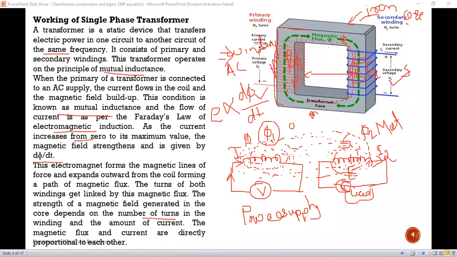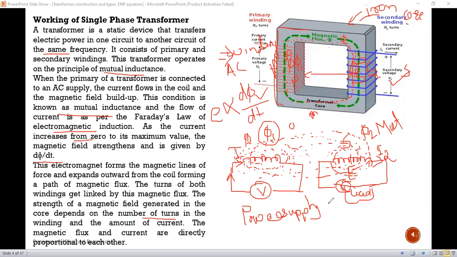Suppose we increase the number of turns in the winding, obviously the flux production will increase, and if the flux set up to the secondary coil increases, then the induced EMF on the secondary side will increase. So it depends upon the number of turns. If the turns reduce, then the induced EMF will reduce. It also depends on the turns in the winding and the amount of current passed through the winding.